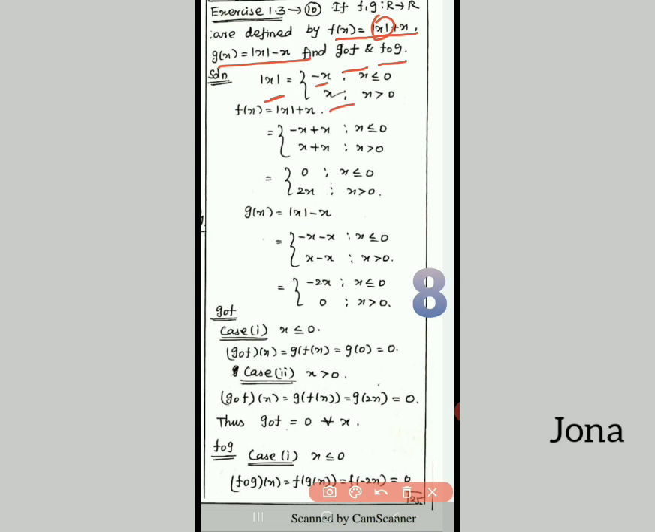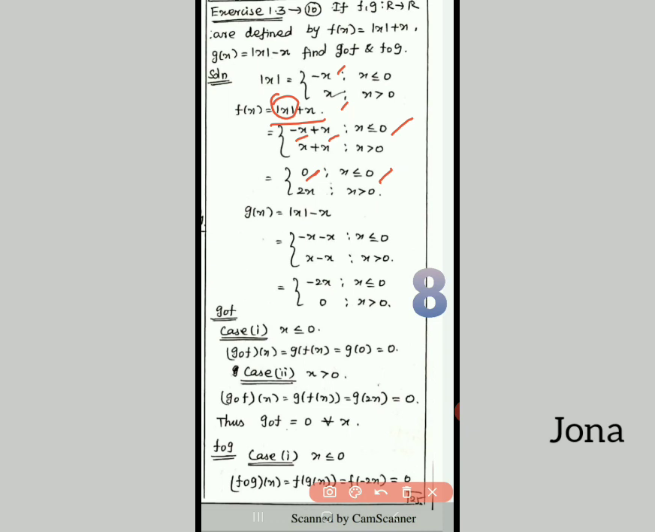Now look at here, f of x equal to the given function is f of x equal to modulus of x plus x. Here this modulus of x we have two values, plus x and minus x. So I want to substitute in this function. First thing, this minus x if x is less than or equal to 0. So substitute here, instead of this modulus of x put minus x plus this x here. So minus x and plus x will be 0. So when x is less than or equal to 0, we got 0 as the answer.